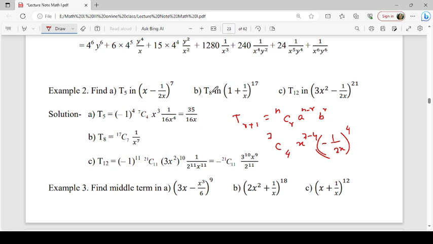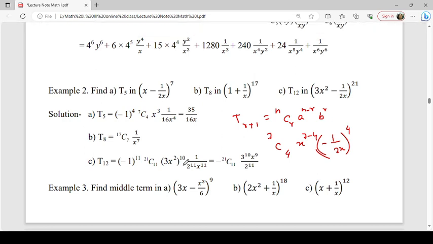Then t8, so r is 7 here, 1 to the power 17 minus 7, it is again 1, and 1 by x whole to the power 7. t12, because it is minus, so minus 1, here r is 11, so minus 1 to the power 11. So t12 is 21C11, then 3x square, the first term, whole to the power 10, 21 minus 11, and it is 1 by 2 to the power 11 x to the power 11.